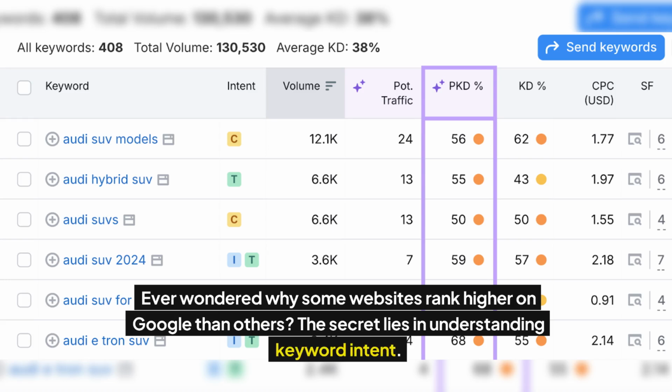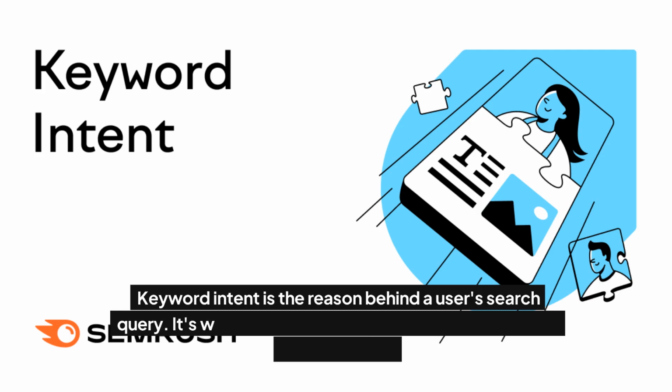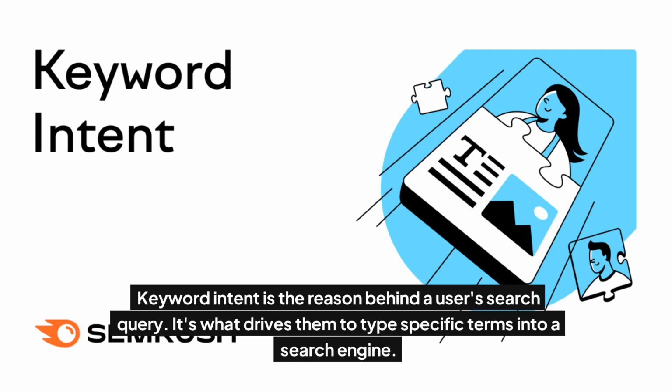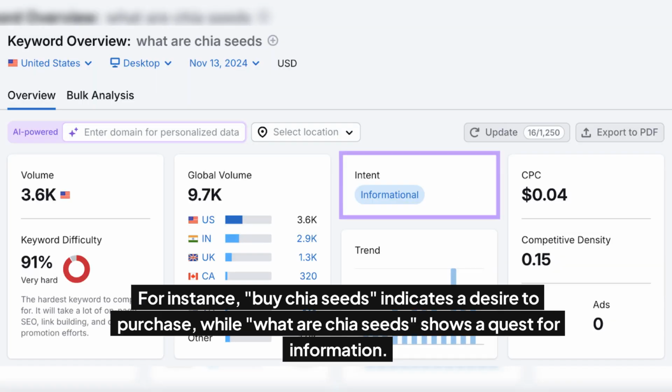Ever wondered why some websites rank higher on Google than others? The secret lies in understanding keyword intent. Keyword intent is the reason behind a user's search query. It's what drives them to type specific terms into a search engine. For instance, "buy chia seeds" indicates a desire to purchase, while "what are chia seeds" shows a quest for information.